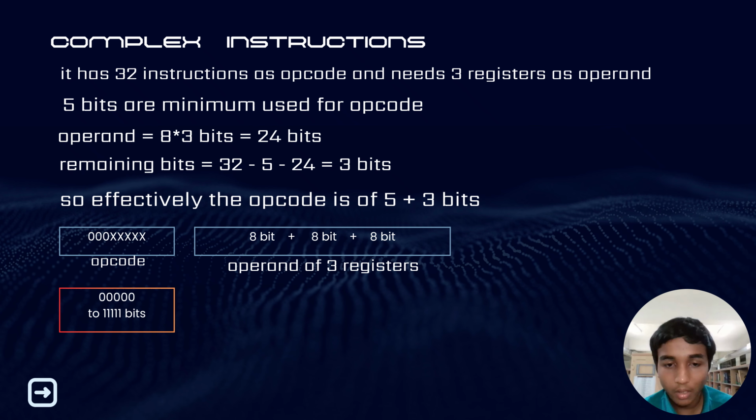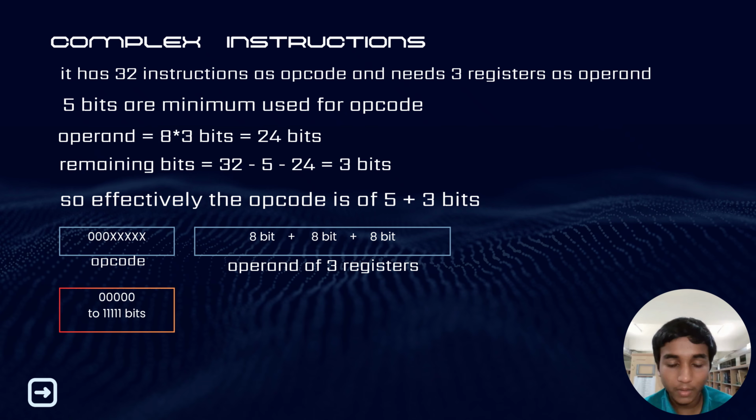So eventually the operand is of 24 bits. Remaining bits equal 32 minus 5 minus 24, which is 3 bits. So effectively the opcode is the minimum bits used to express it plus the remaining bits, which is equal to 5 plus 3, which is 8 bits.